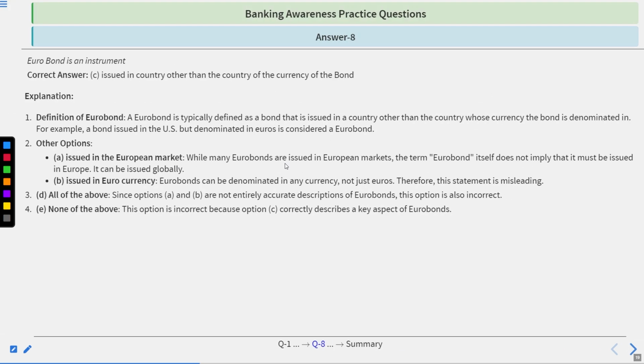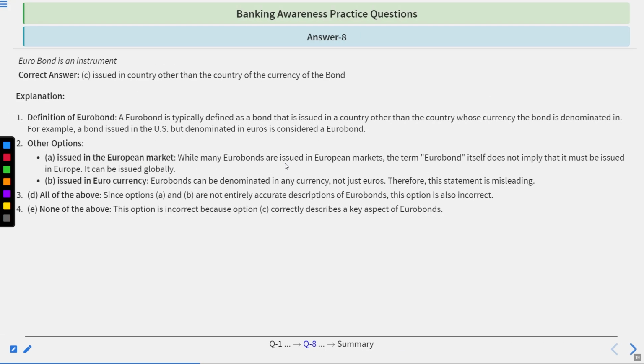Time's up. Correct answer is C. Just go by the explanation. Definition of Eurobond. Eurobond is typically defined as a bond that is issued in a country other than the country whose currency the bond is denominated in. For example, a bond issued in the US but denominated in euros is considered a Eurobond.